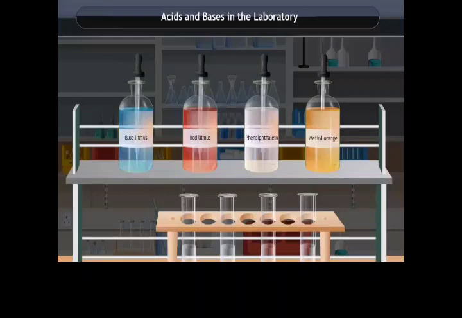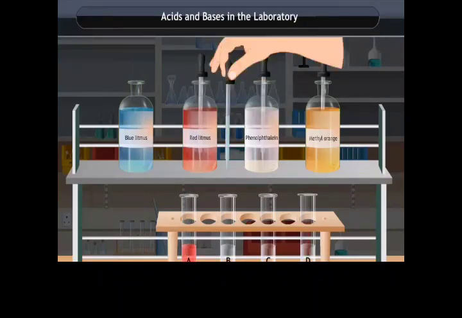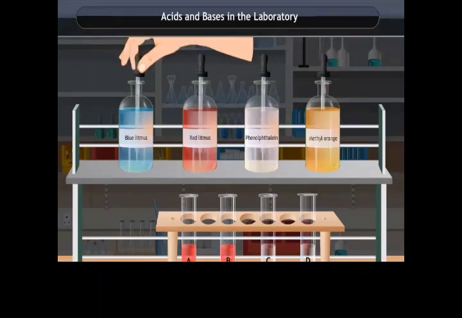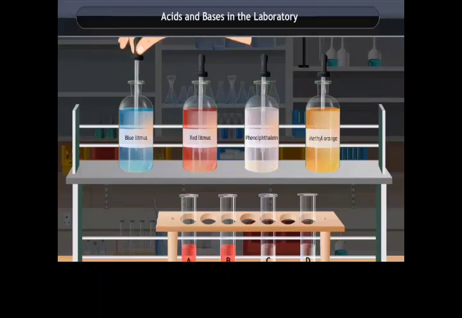Take 4 test tubes and label them as A, B, C and D. Take 5 milliliters of hydrochloric acid, acetic acid, sodium hydroxide and ammonium hydroxide respectively. Add 2 to 3 drops of blue litmus solution in each test tube. Now observe it. You will observe that test tubes A and B turn from blue to red, while test tubes C and D remain the same in the blue litmus solution.